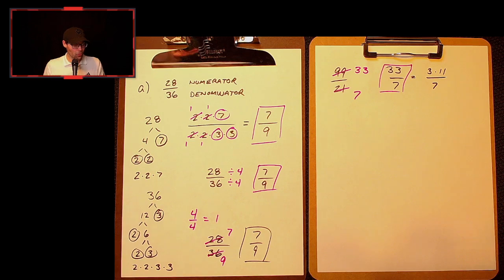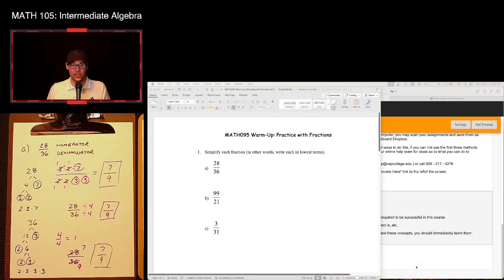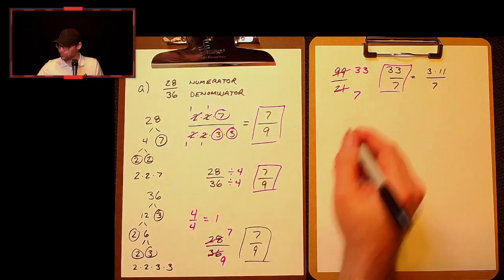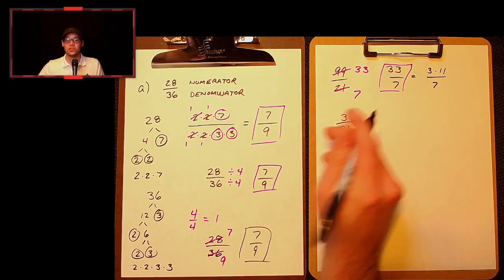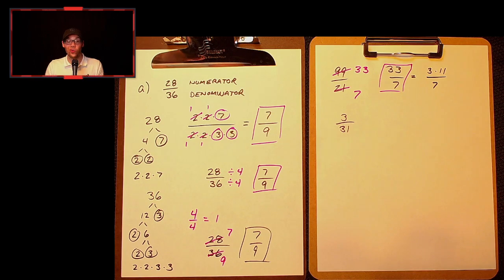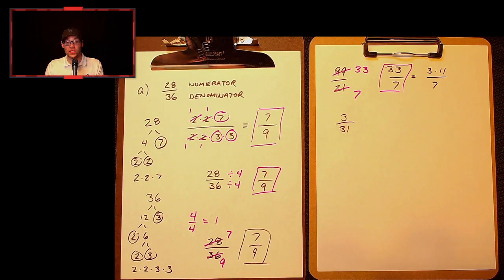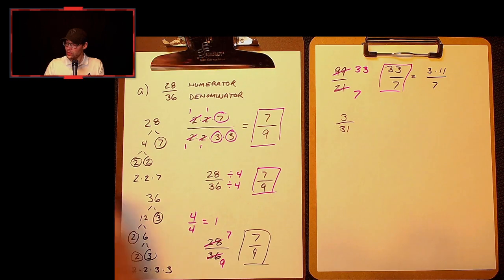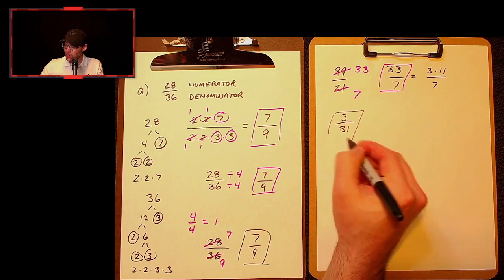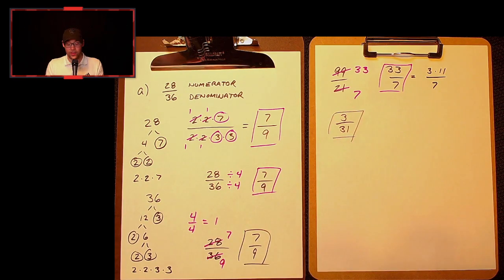All right, so let's take a look at the final problem here. In C, we've got 3 over 31. So one of the hardest things about fractions and simplifying is knowing when to stop simplifying. In this particular case, when I take a look at these two numbers, 3 and 31, both of these numbers are already prime. If they are prime numbers, that means we cannot break them down into factors, and specifically any factors that can cancel. So that means here, 3 over 31 already is simplified. This is as low terms as we can place them.